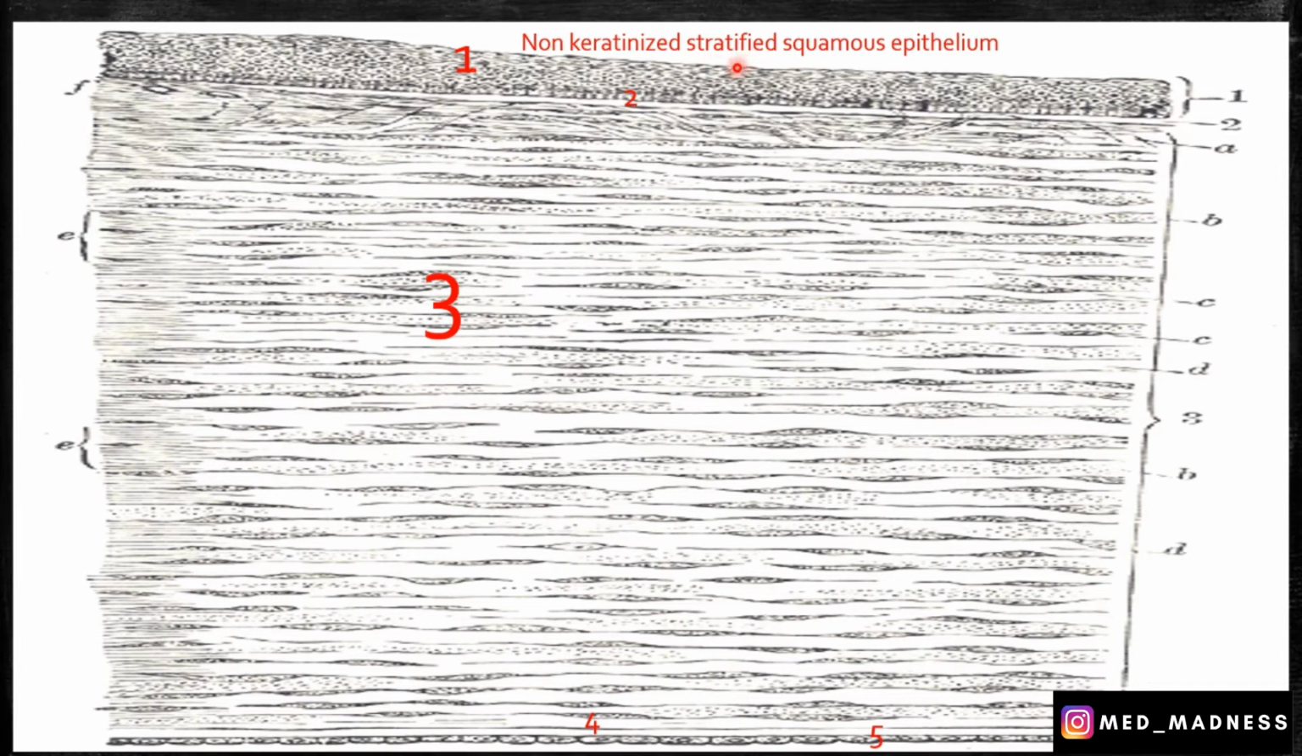Stratified, which means many layers of cells. Squamous, which means flat cells. So similar epithelium you can see in the esophagus or vagina or anus. So you can see that this epithelium's main function is to protect the surface. And number 2 is called the Bowman's membrane or anterior limiting membrane. This gives greater stability to the structure.